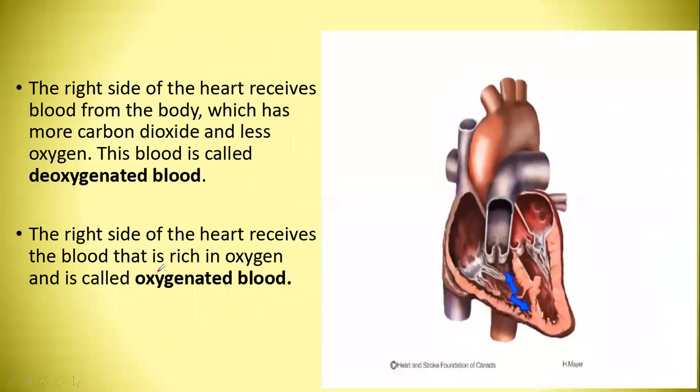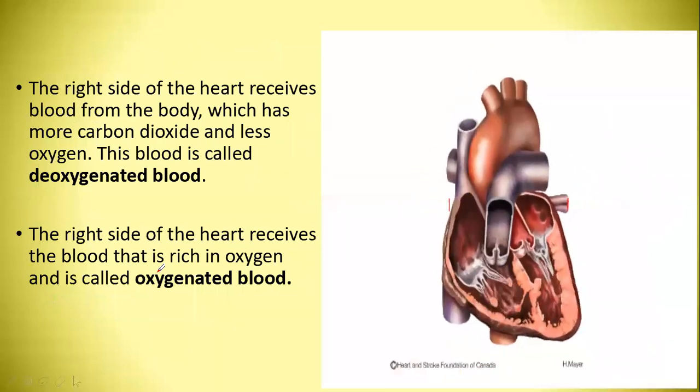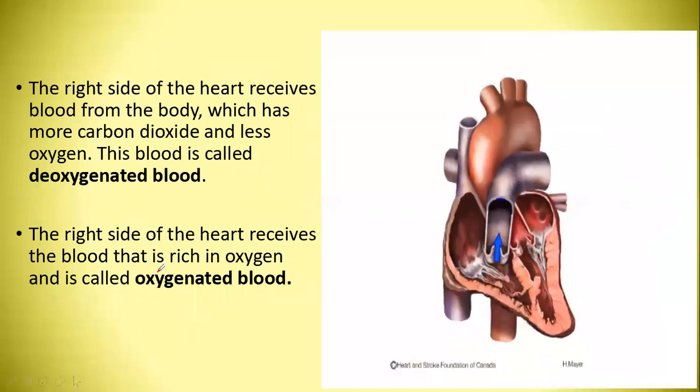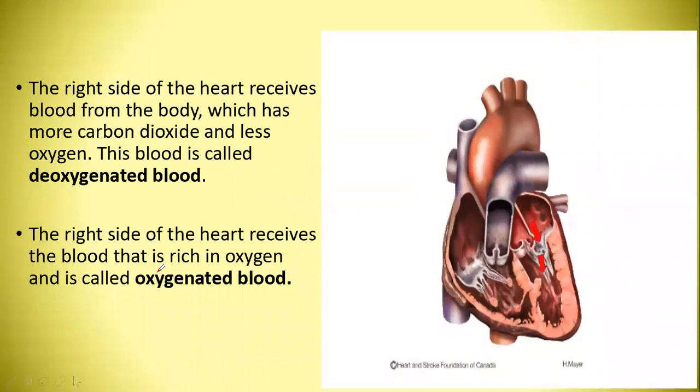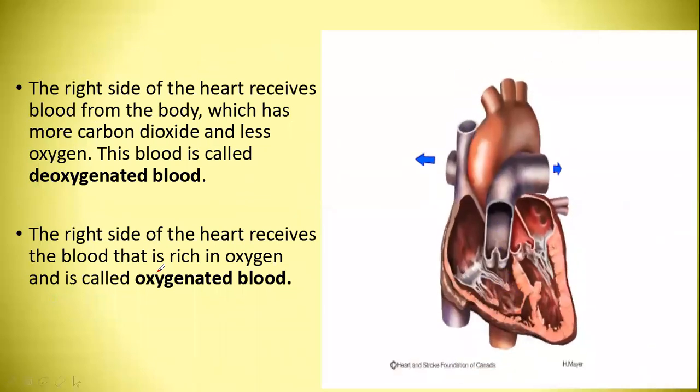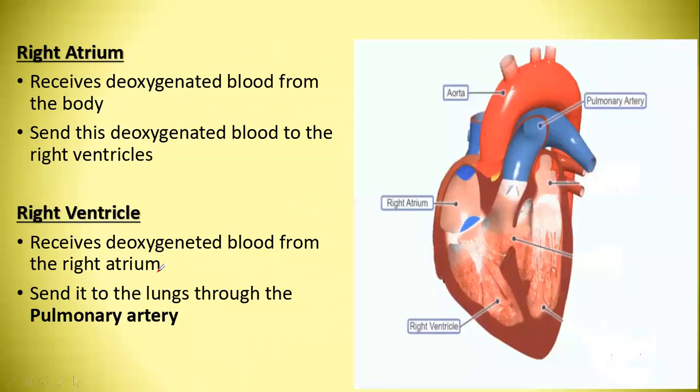The right side of the heart receives blood from the body, which has more carbon dioxide and less oxygen. The blood is called deoxygenated blood. The left side of the heart receives the blood that is rich in oxygen and is called oxygenated blood.